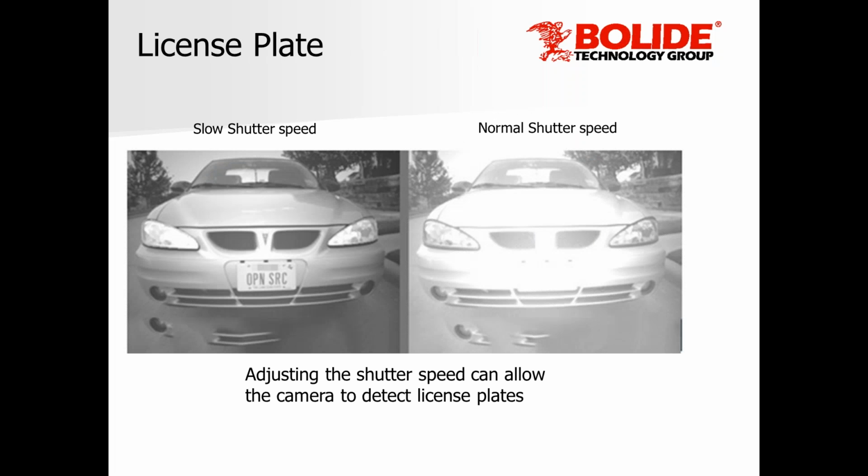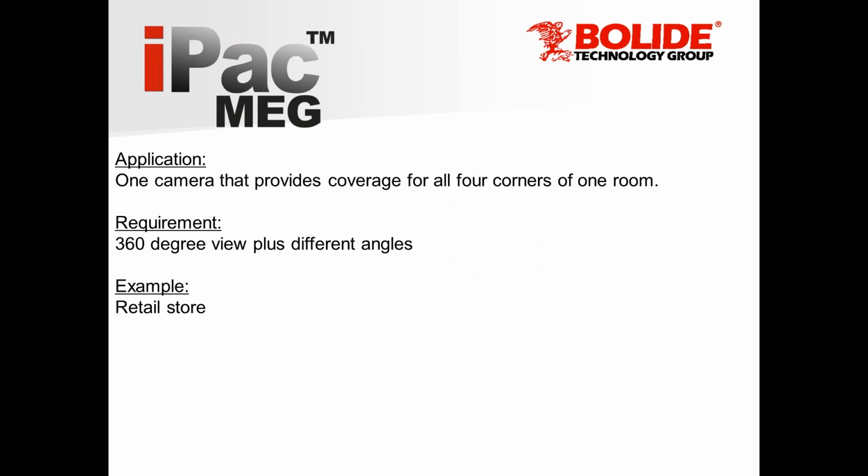So the end result of the shutter speed adjustment is this. You can see here the license plate is very visible compared to a normal shutter speed on the camera. It's not exactly highlighting the license plate, but it is very visible, and it will take care of the application need. So that takes care of license plates.